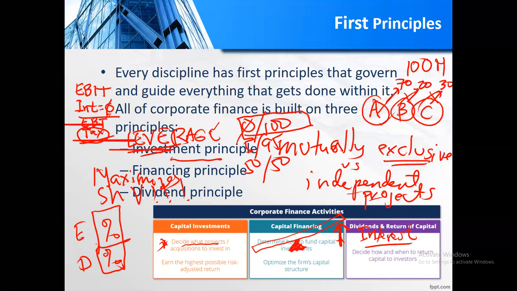Then next, we go to capital financing principle. Ano naman yung capital financing principle? Ang nakalagay dyan guys, determine how to fund capital investments. Ano ibig sabihin yan? Okay, kunyari may investment tayo na gustong pasukan yung company.